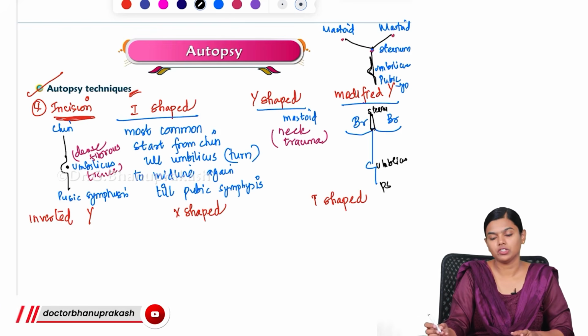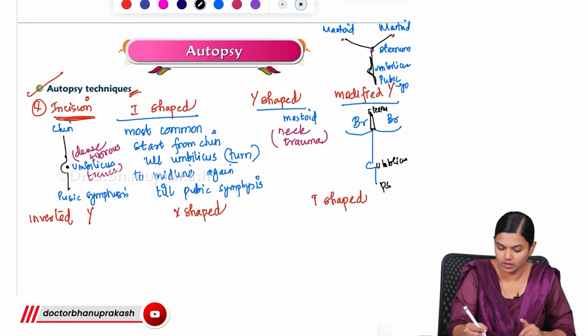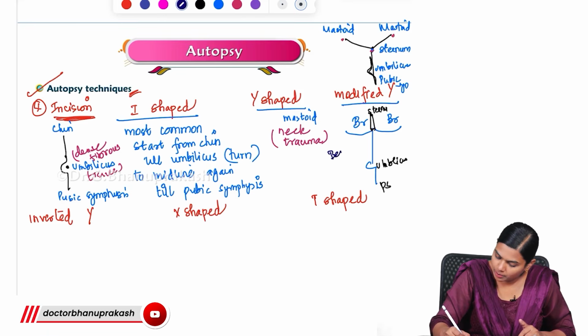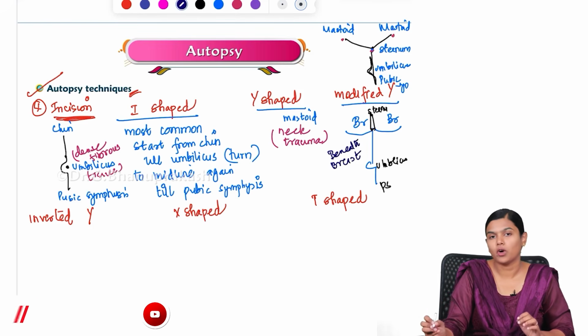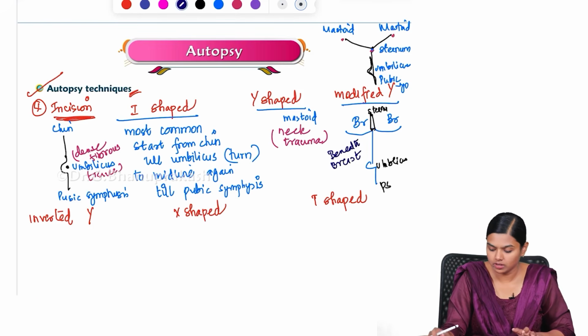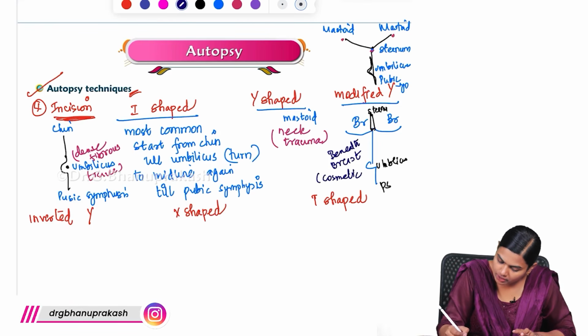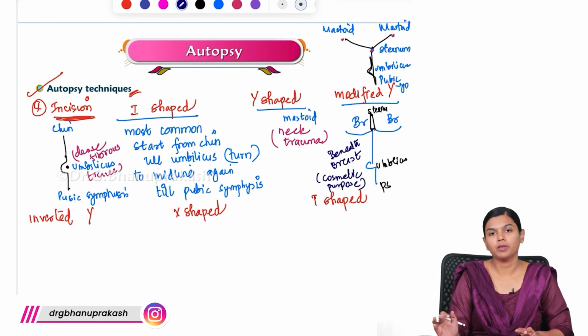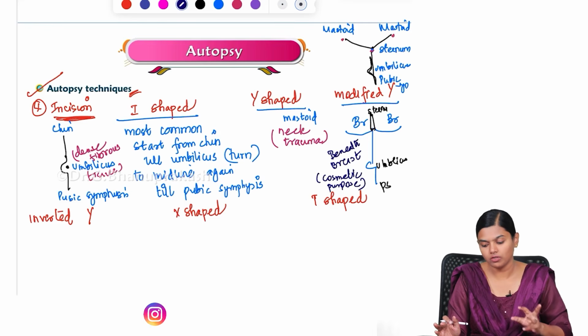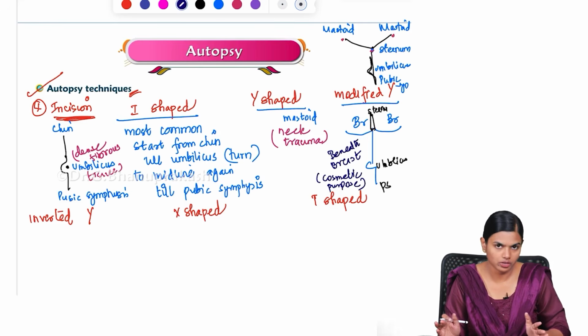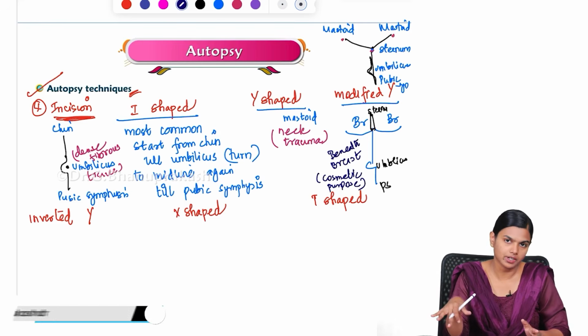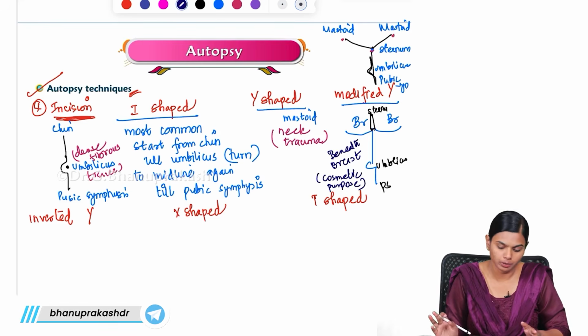So this type of incision where we are going beneath the breast is known as the modified Y-shaped incision, and this is mainly done for cosmetic purpose. If it is a female, if you don't want to disfigure the body, if you want to make it very simple, you can do this sort of incision. This is only for cosmetic purpose. There is no other use for this incision. You will simply go under the breast, and in the midline, after that you will be going.